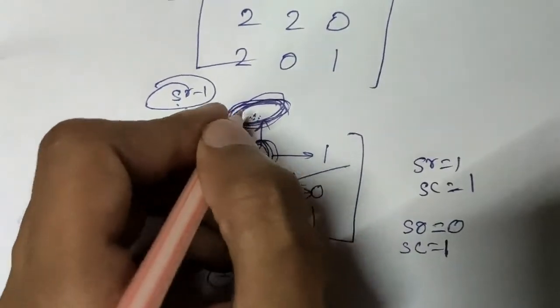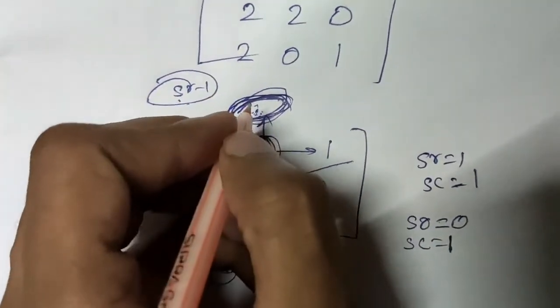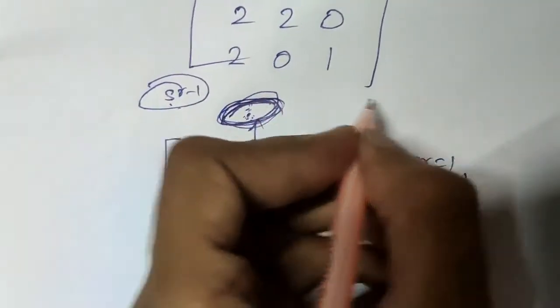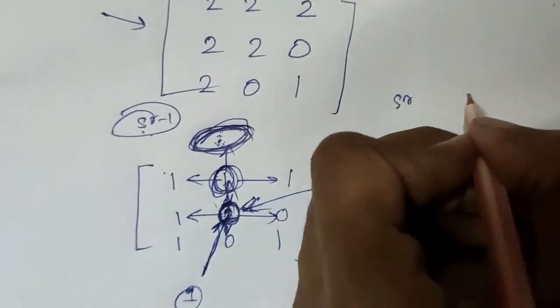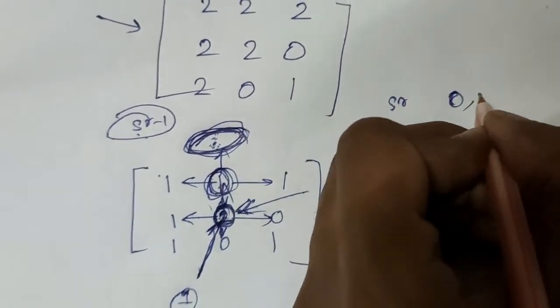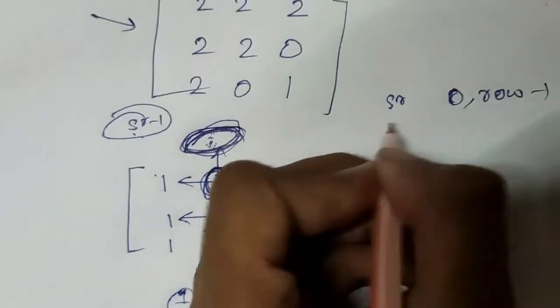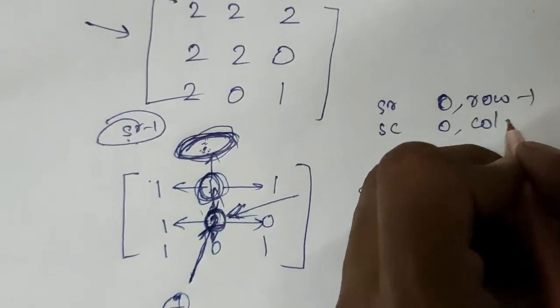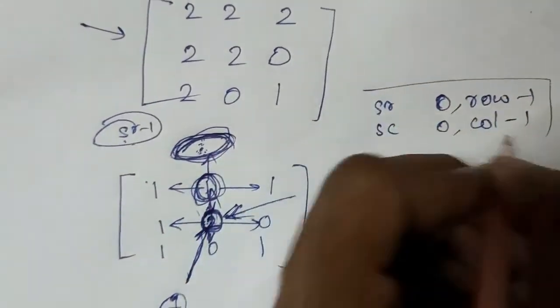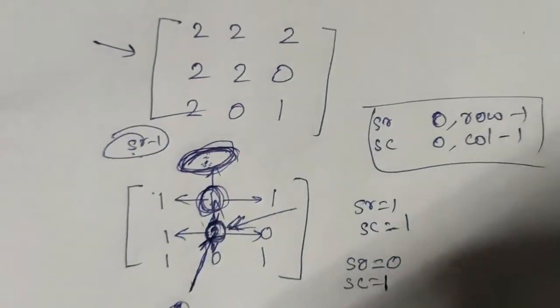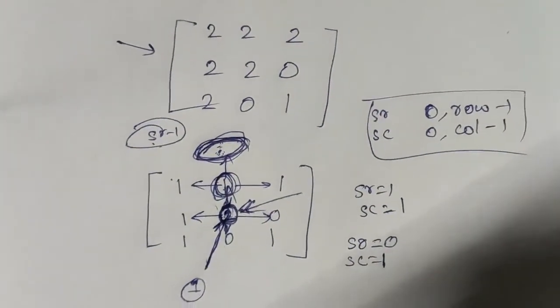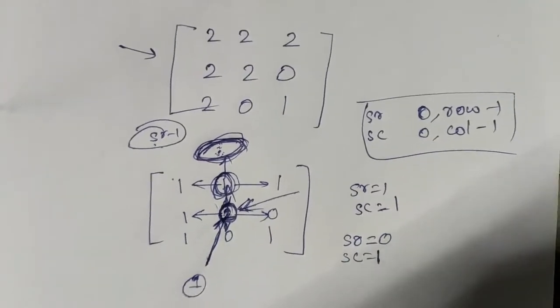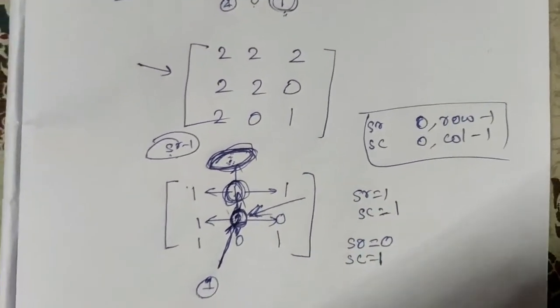So in that case we will check whether the value of SR lies between 0 and total number of rows minus 1 or not, and whether SC lies between 0 and total number of columns minus 1 or not. So this will be our whole approach, and now let's see the code and how we can solve this, and also the runtime will be 0 ms. Let me show you that.